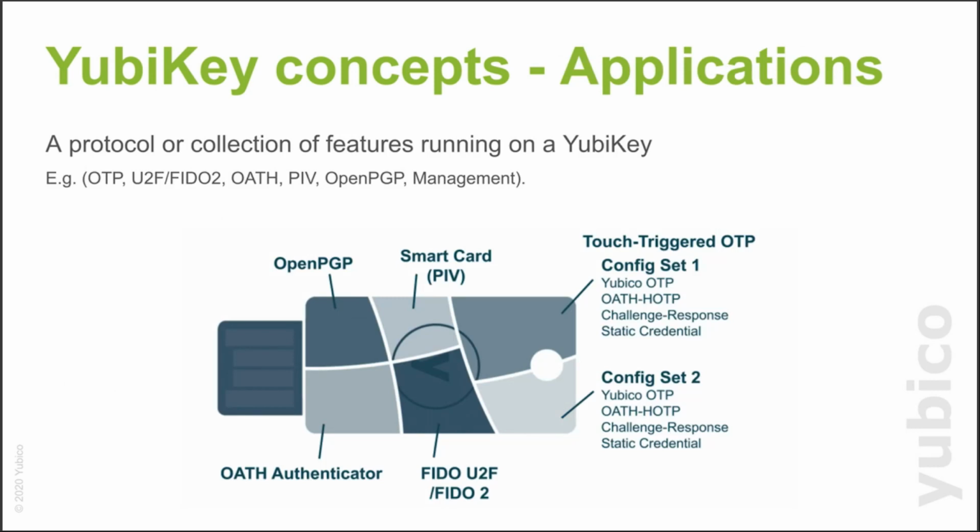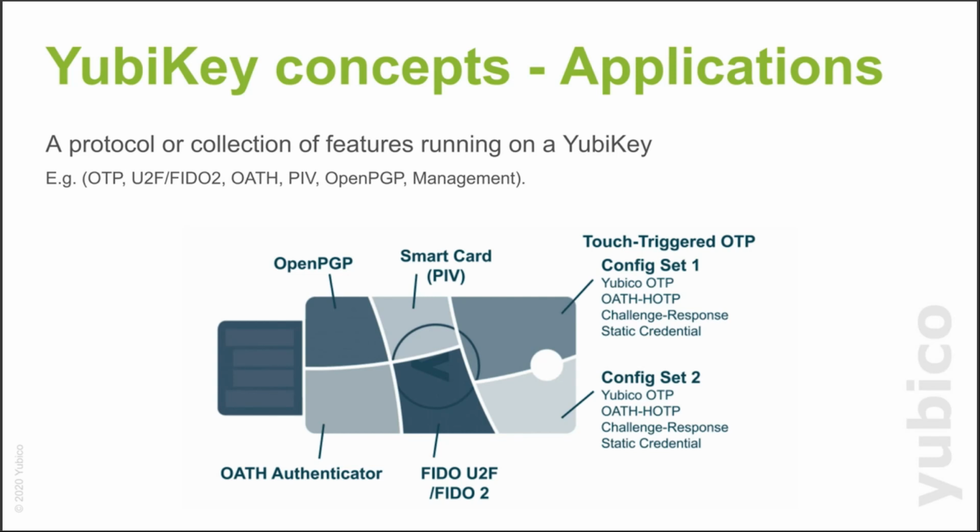I keep referring to applications on a YubiKey, but what do I mean by this? As you probably already know, the YubiKey is a multi-protocol device. That is, it supports a wide feature set across different scenarios. When I say application, I'm referring to one of the implemented protocols or collections of features running on the YubiKey. There are two OTP applications. The OTP app, labeled as touch-triggered OTP in this diagram, and the OATH application, which provides the user with time-based and event-based standard OTP.